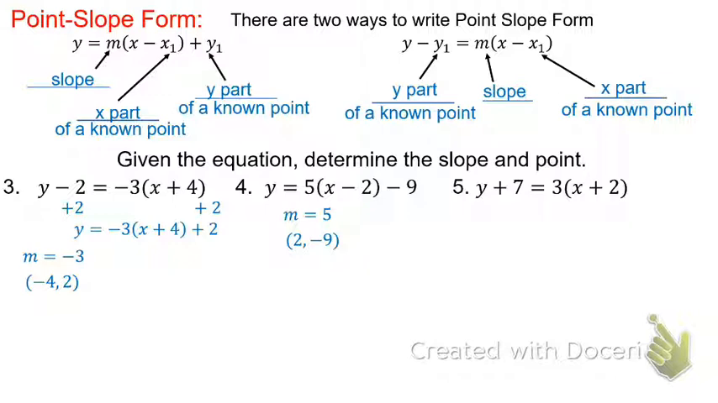Now problem 5 here is not in the form I want to see. I want to move the 7. So if we move the 7 to the other side by subtracting from both sides, we would get y equals 3 times the quantity x plus 2, minus 7. We can see the slope, in this case, is 3. It should be x minus, and it's not, which means this is really x minus a negative 2. The x portion of the coordinate is -2, and the y part is -7. So the coordinate would be (-2, -7).